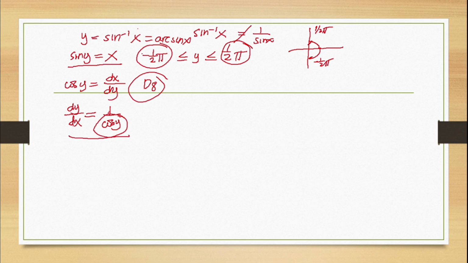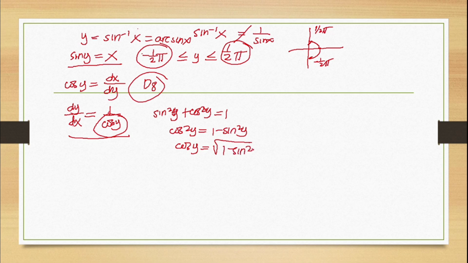So how do we find cos y? Sine squared y plus cosine squared y is equal to 1. Therefore, cosine squared y is equal to 1 minus sine squared y. So cos y is equal to the square root of 1 minus sine squared y. This is positive and negative, but we are going to choose the positive side because in this range, positive 1/2 pi to negative 1/2 pi, the cosine is always positive. So positive square root of 1 minus sine squared y.